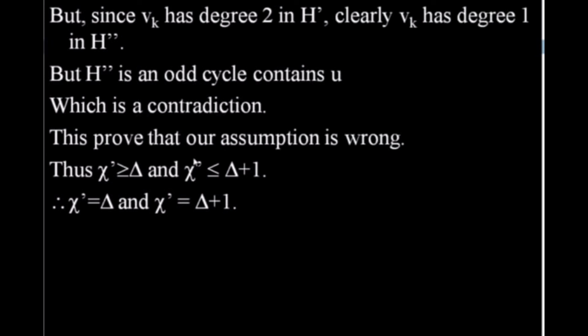This proves that our assumption is wrong. Thus, χ dash is greater than or equal to Δ and χ dash is less than or equal to Δ plus 1. Therefore, χ dash is equal to Δ or χ dash is equal to Δ plus 1. Hence, if G is simple, then either χ dash is equal to Δ or χ dash is equal to Δ plus 1. Hence, this completes the proof of the theorem.